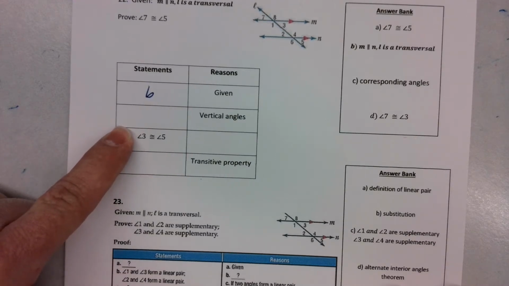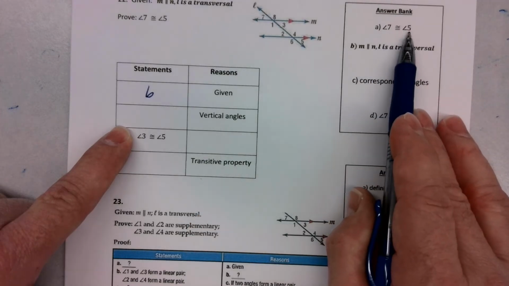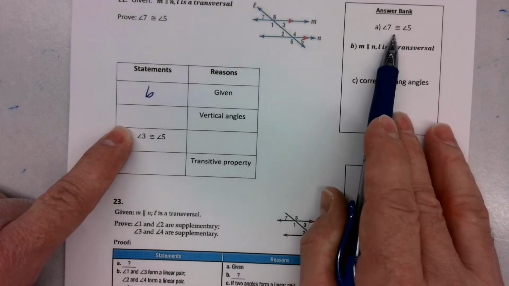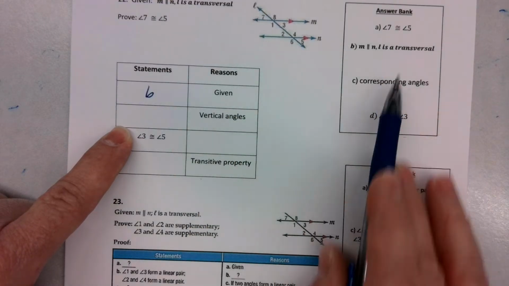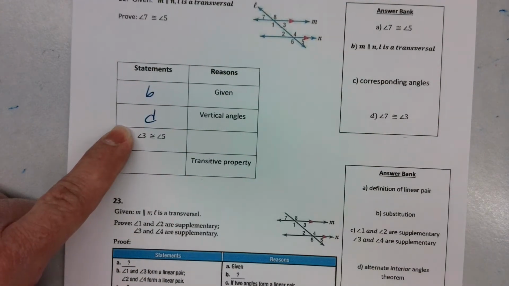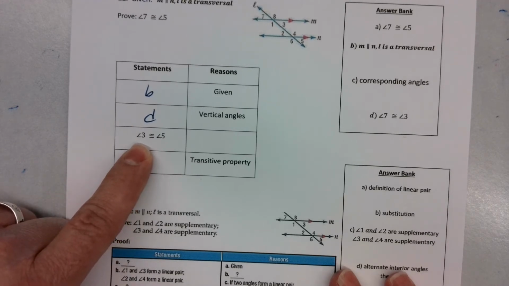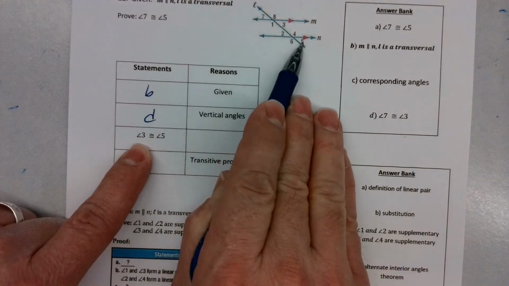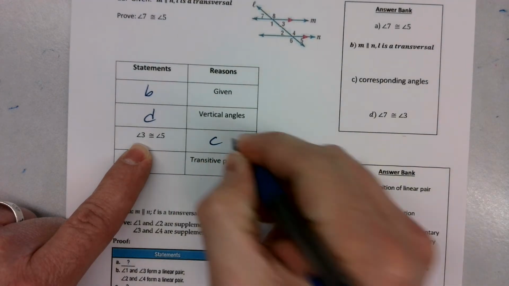Okay, then it says, what angles are vertical? Well, the only option here is 7 and 5 vertical angles. They are? They're not, right? So the only other possible answer here is what? D, right? Okay. Then I've got 3 is congruent to 5. Well, what is that? Corresponding angles, right? That's C.